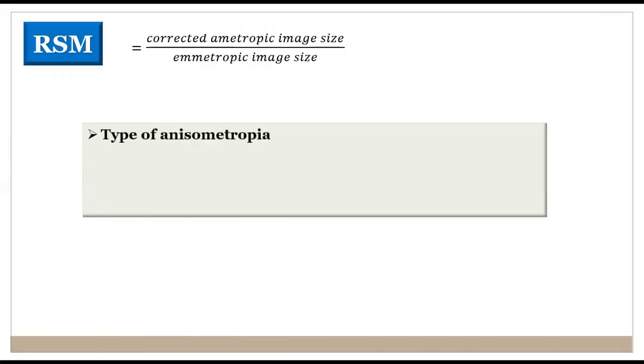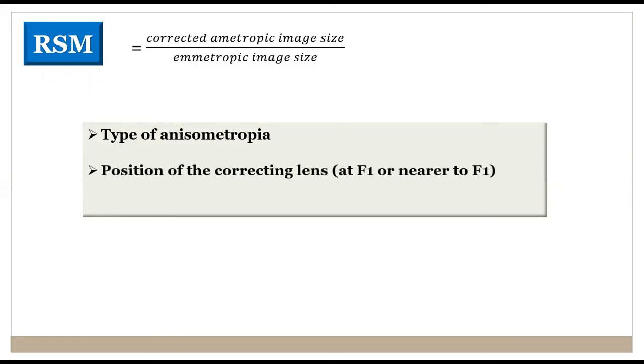And there are some factors that will affect the value of RSM. Basically, the type of anisometropia, is it axial or refractive? The position of the correcting lens, whether it is located at the first focal point or nearer to the first focal point, as in cases of contact lens wearer. And finally, the refractive error, whether it is myopia or hyperopia.